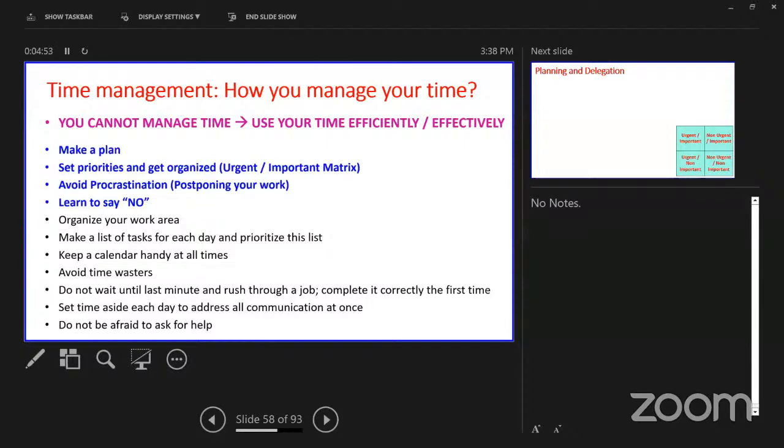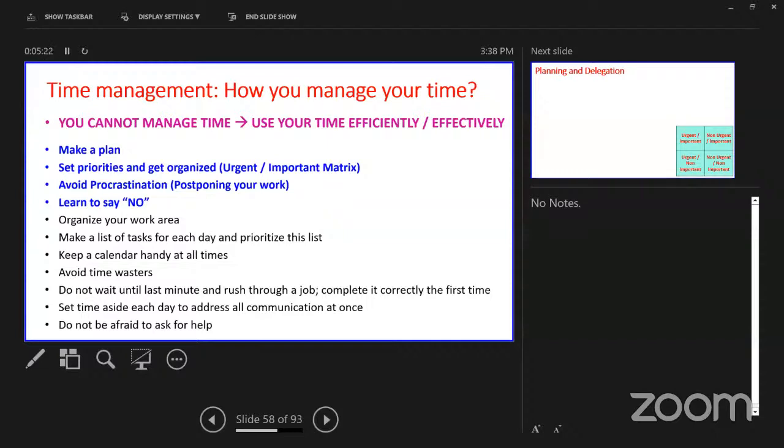I'll show you the urgent important matrix. Make a plan, set priorities and get organized during your internship. Avoid procrastination, that is, you should not continuously postpone your work. And at the same time, learn to say no. I'll show you the urgent important matrix in the next slide. So organize your work area, make a list of tasks for each day and prioritize this list. Keep a calendar handy at all times.